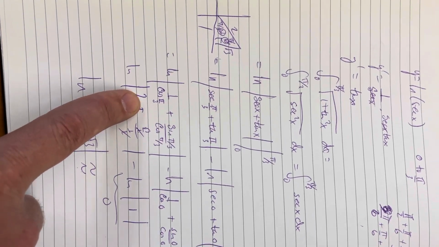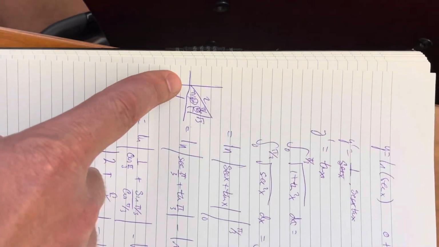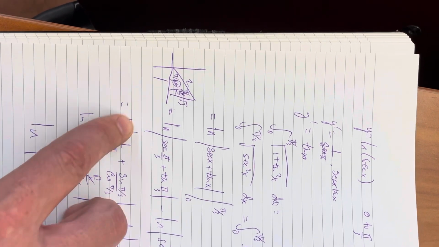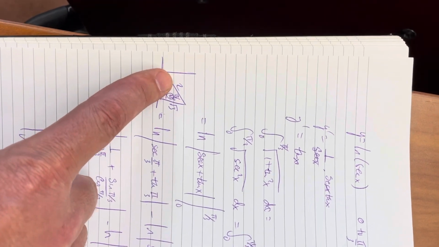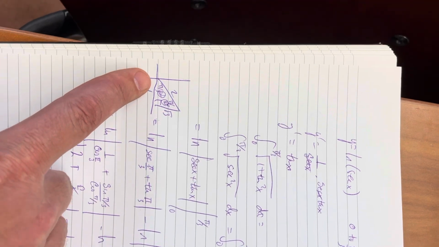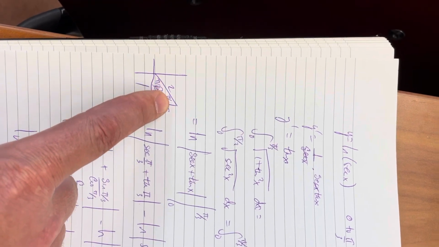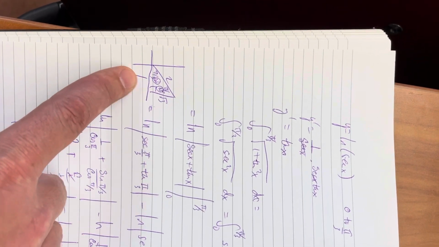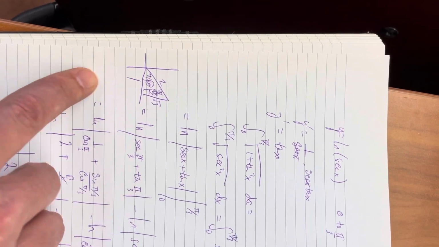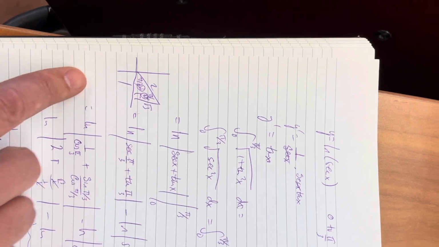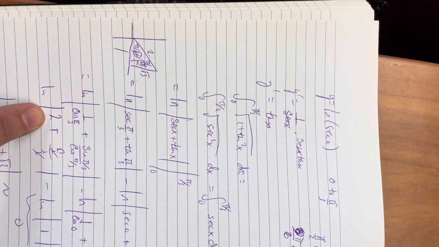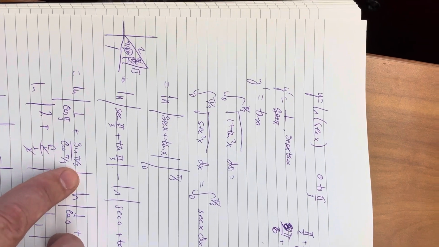Over here, cosine of pi over 3. So I drew my 30, 60, 90 right triangle. Pi over 3 is the 60 degrees, so that's in this corner. And so across from the 60 degrees is root 3. Hypotenuse is 2, and adjacent to the 60 degrees is 1. And so the cosine is 1/2, and I plug that in there. I use the reciprocal, I get a 2.